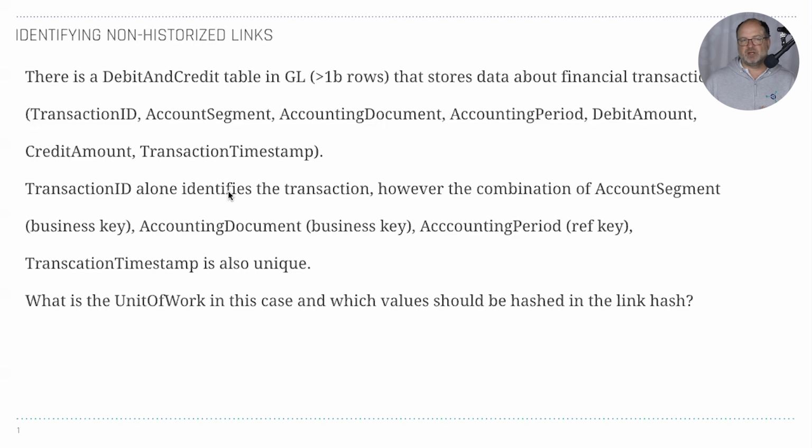And if you're not sure if you're violating the unit of work, the best test is if you try to reconstruct the original delivery based on your target model. So let's say you model this one way or the other. Are you able to reconstruct the delivery based on this non-historized link and maybe a satellite later? Are you able to reconstruct the delivery without losing any records or attributes and without artificially generating any records?